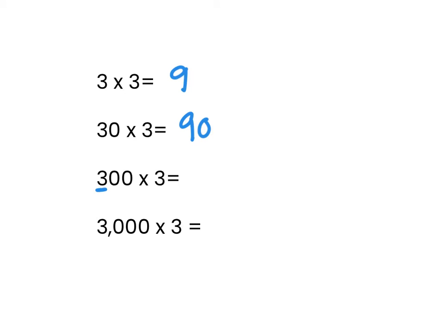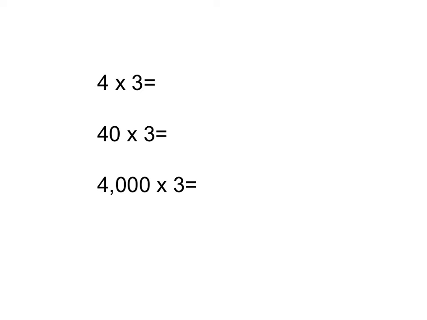300 times 3, well, 3 times 3 is 9. How many zeros? 2. Or 3 hundreds times 3. And 3,000 times 3. Again, 3 times 3 is 9, and we have 3 zeros, so we're going to put those in because we're actually saying 3,000s times 3 is 9,000s. All right, let's do a little bit more of that. 4 times 3, same thing. Pause the video, put down your answers, then come back on and see. 4 times 3, 12. 40 times 3, 120. And 4,000s times 3 is 12 thousands.